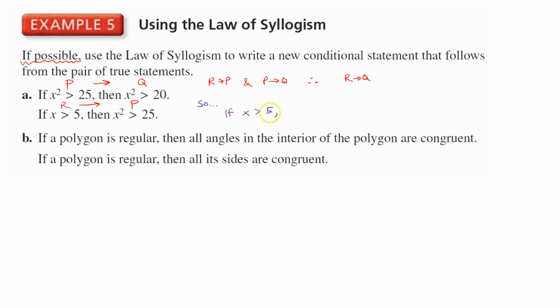So if x is greater than 5, we may conclude that x squared is in fact greater than 20. By the law of syllogism.